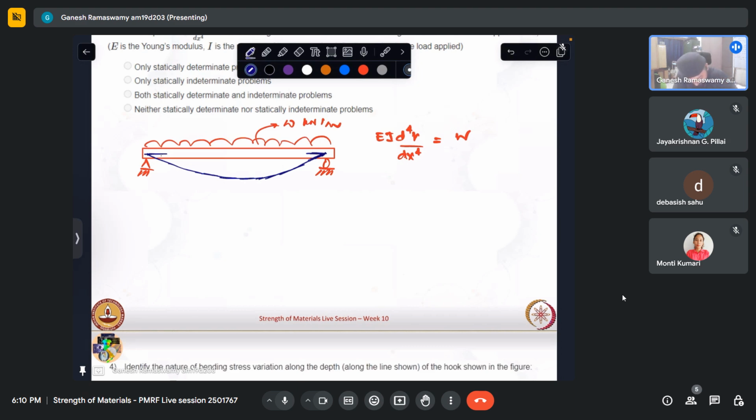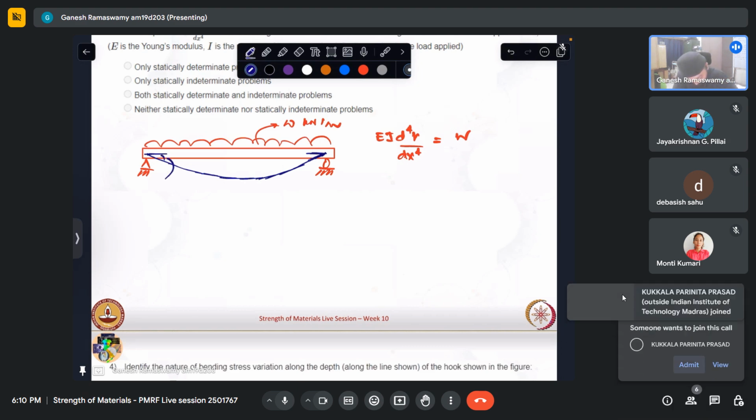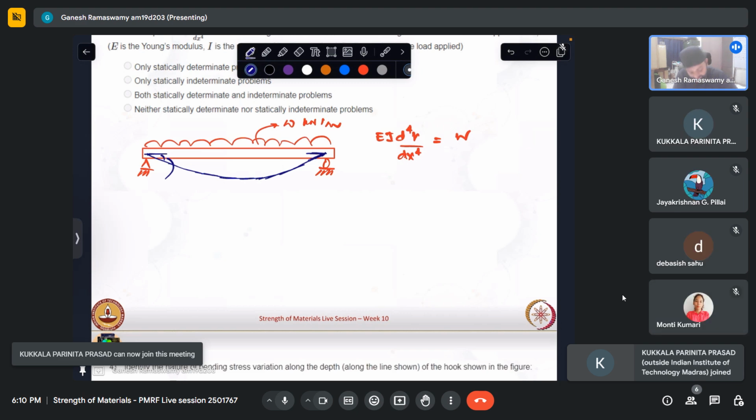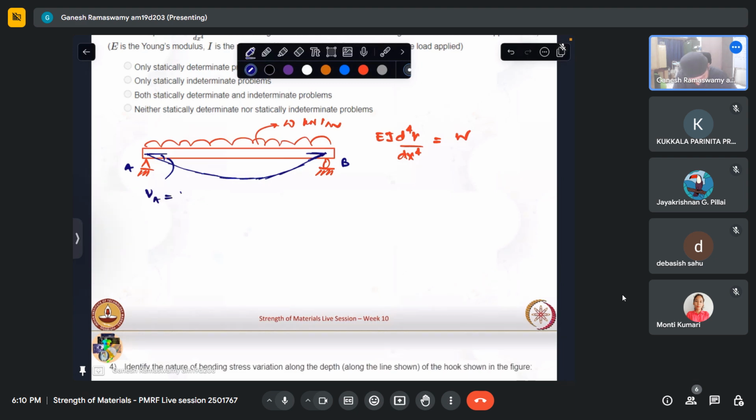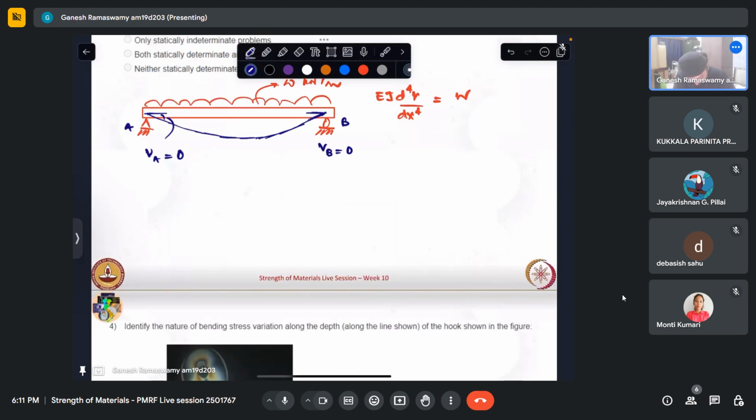Now we know that here we have deflection. Let this be A, B. We have deflection at A is 0. Deflection at B is 0. Now slope at A is not 0. But something being not 0 is not much helpful to us.